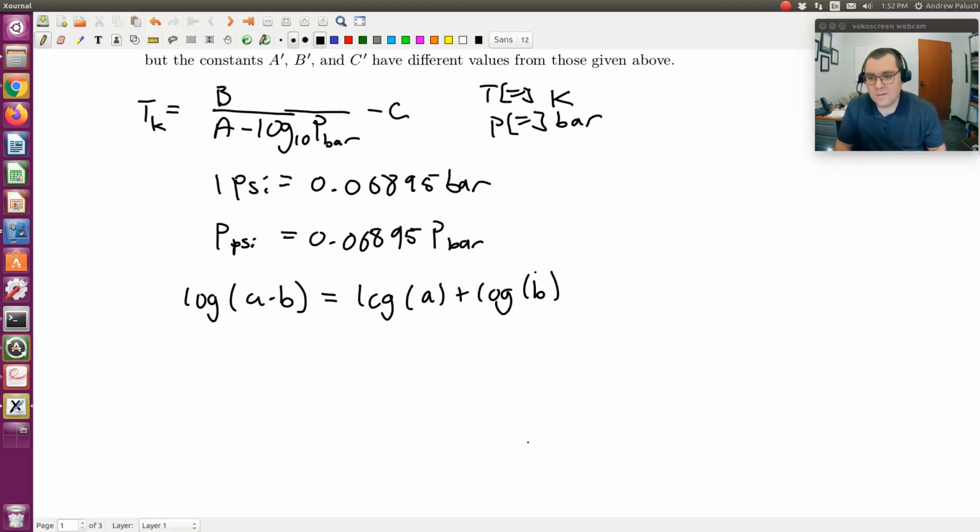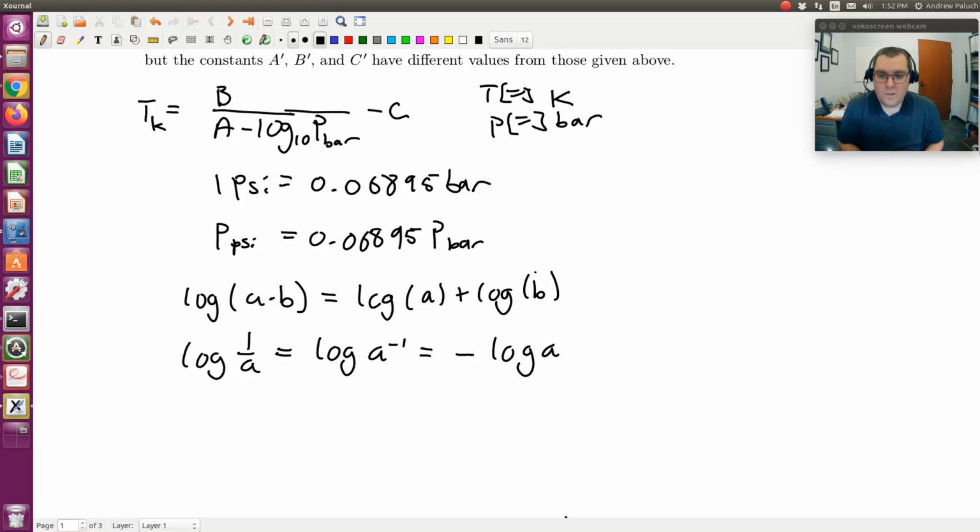The second thing I'm going to use is if I had, say, the log of 1 over A. The log of 1 over A is equivalent to the log of the inverse of A, or A raised to the negative 1 power, and so that's just equal to negative 1 times log A. So log of 1 over A is equivalent to negative log A.